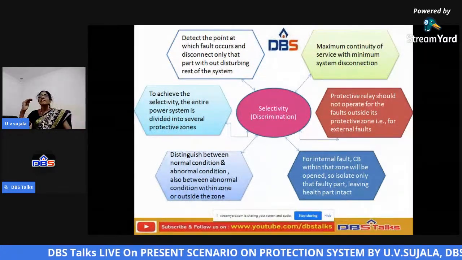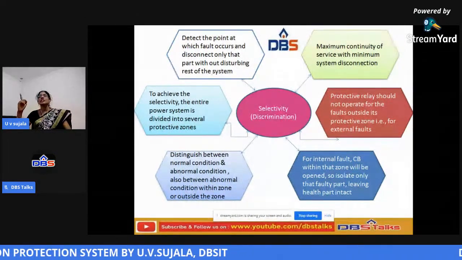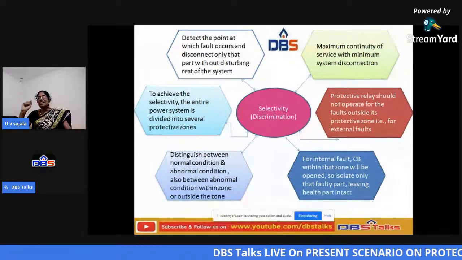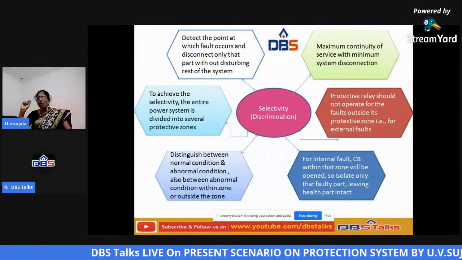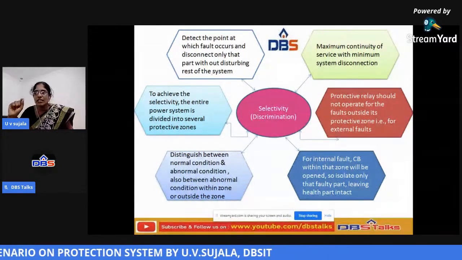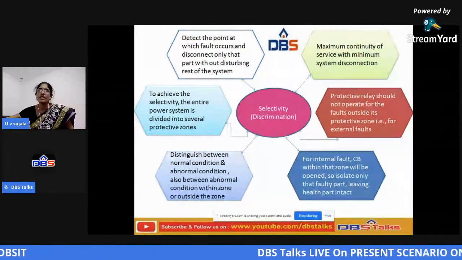But what is selectivity? It is maximum continuity with minimum system disconnection. So selectivity means devices must avoid unwanted false trips. You have to consider the selectivity of the system. This is one of the qualities.